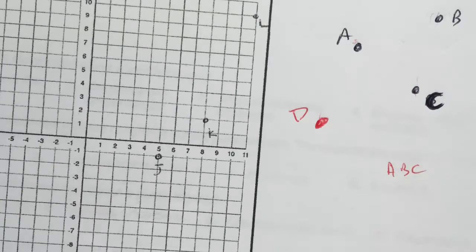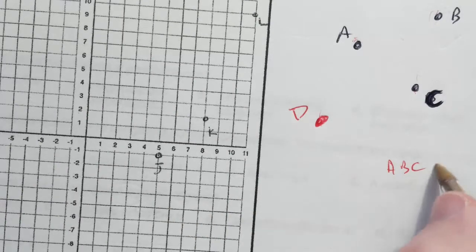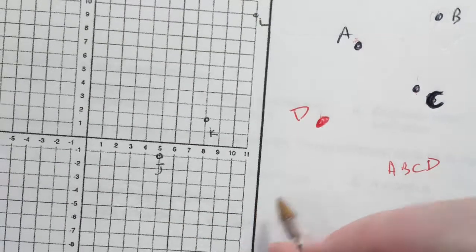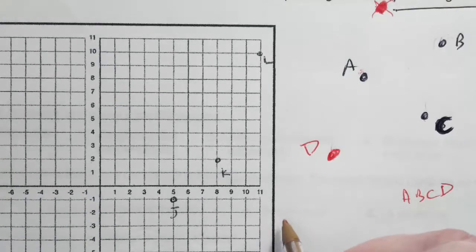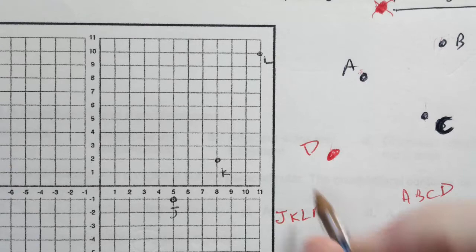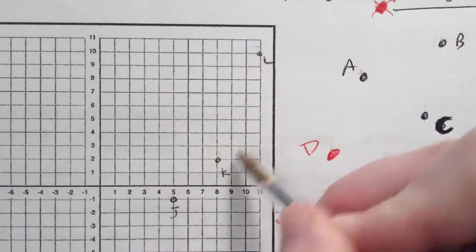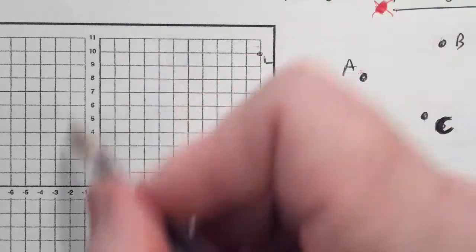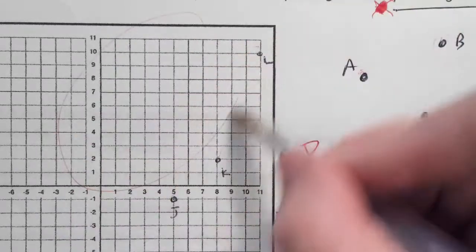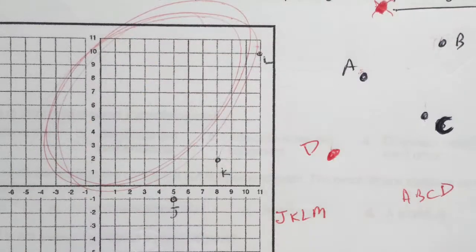All right, so here we go. So they said J, K, L, M. That's what they want. J, K, L, M. I'll just write it right here. J, K, L, M. So I would have to be going around in a circle like this. So it has to be somewhere over here.